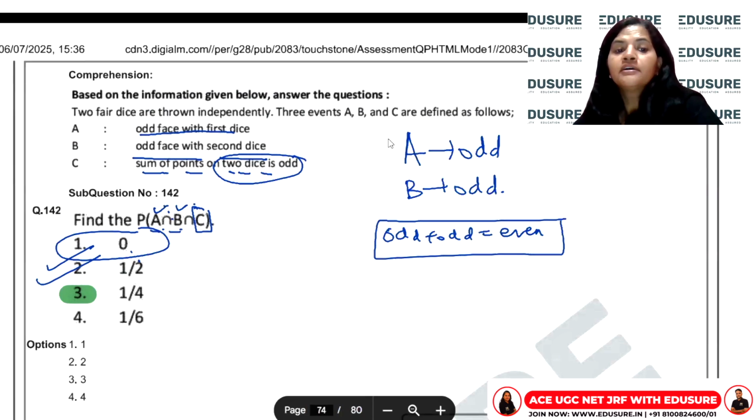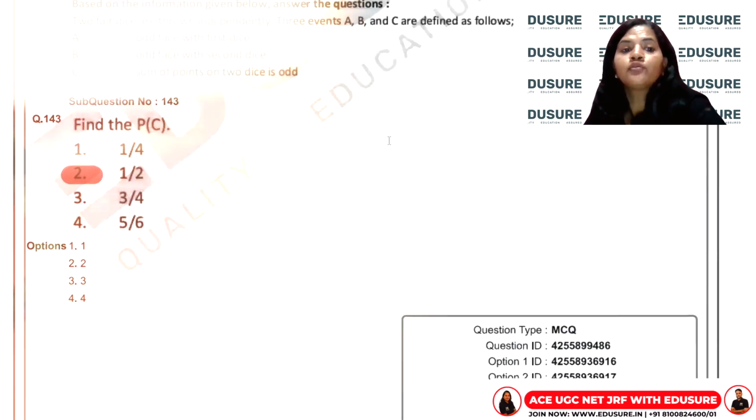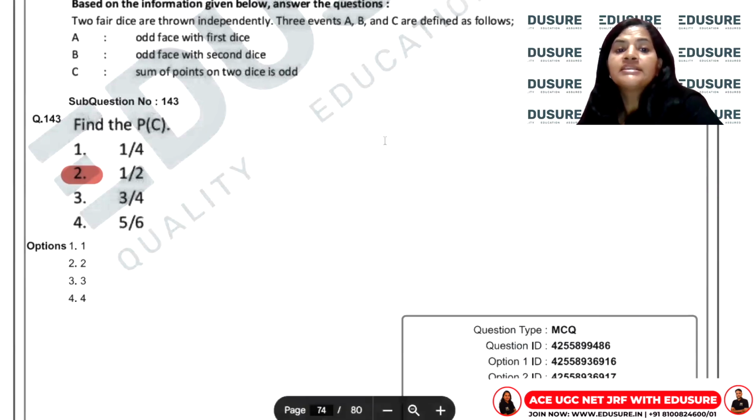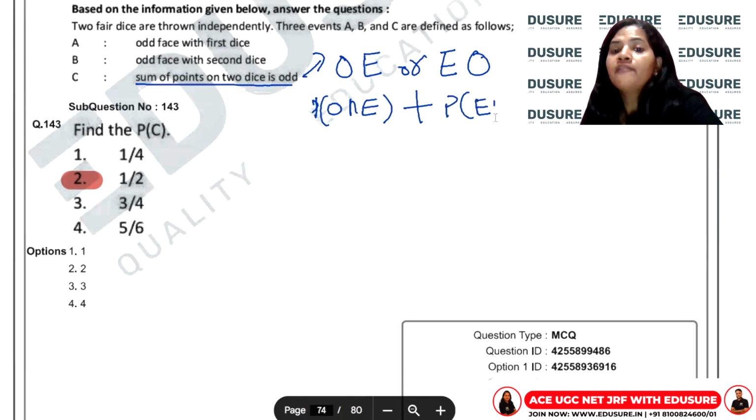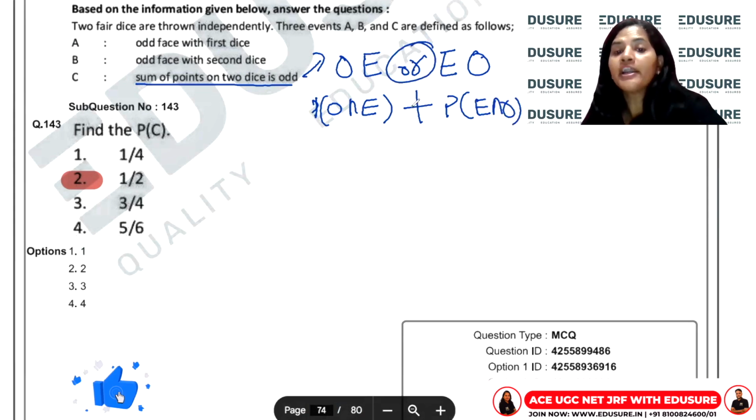Let us look at the third one, that is 143. We have to calculate probability of C, that is sum of 2 points on the dice is odd. Now, it can happen in 2 ways. When you get odd in first die, even in second die, or even in first die, odd in second die. So you should have probability of O intersection E plus probability of E intersection O. And why is this happening? Why do we have OR? Because whenever we have OR, there are 2 cases and we have to add the probabilities.